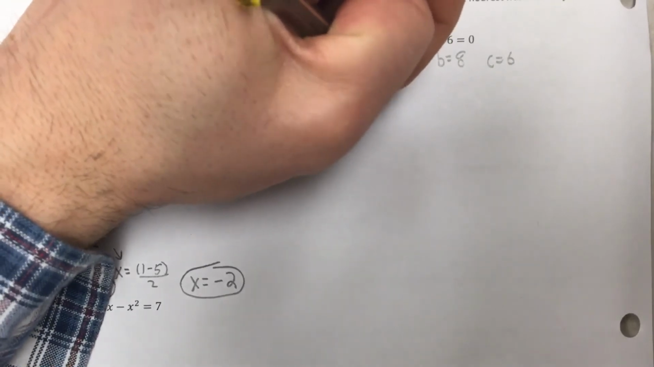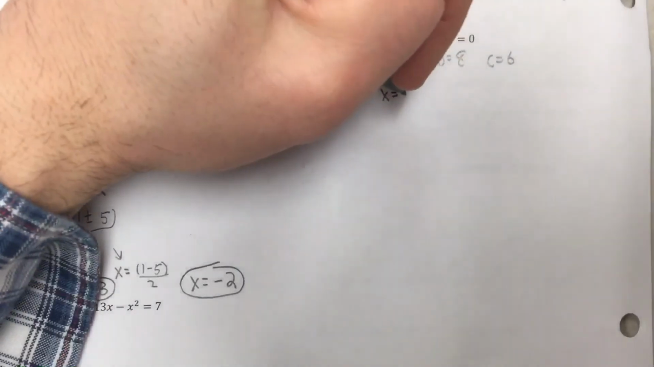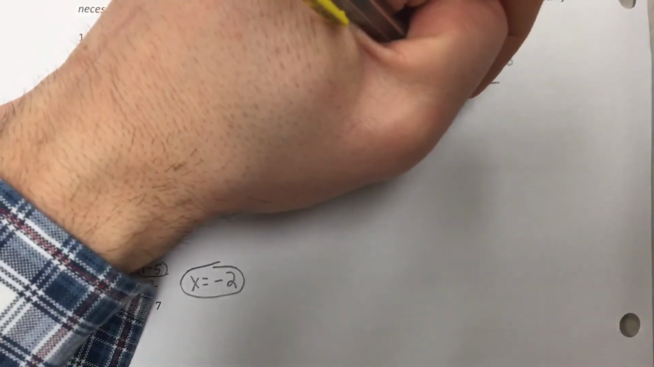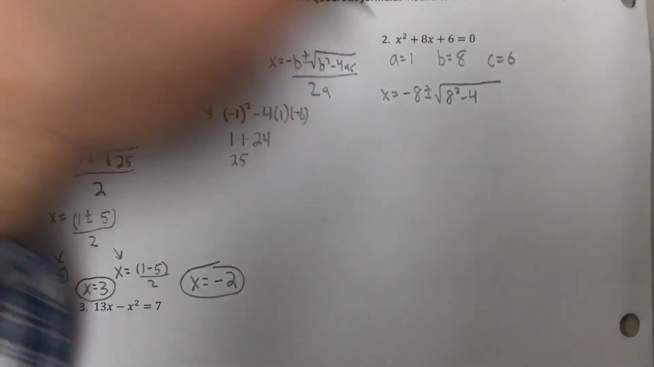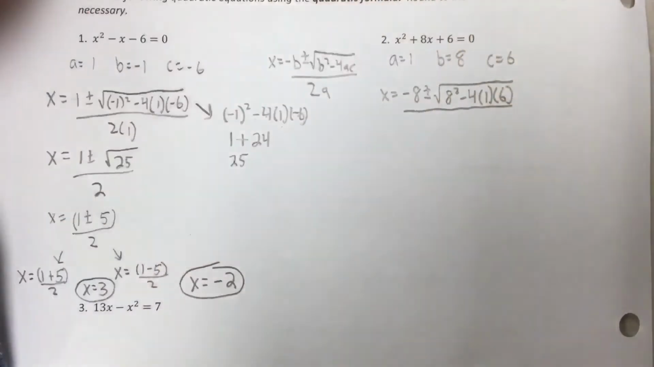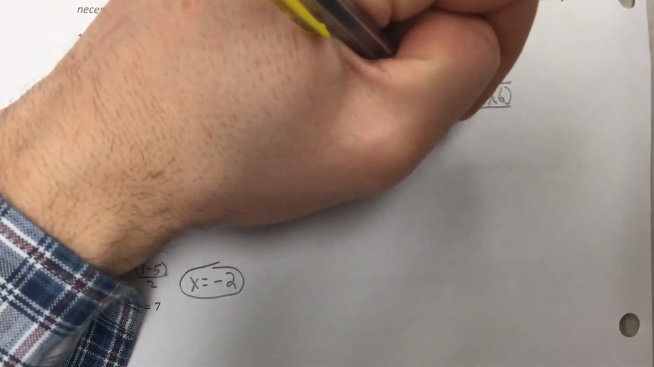All right, I plug in what I know. X equals negative b, so negative 8 plus or minus the square root of b squared, so it'll be 8 squared minus 4 times 1 times 6, all over 2a, so 2 times 1.